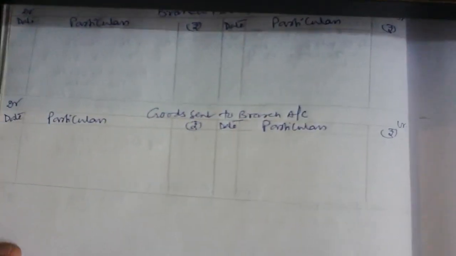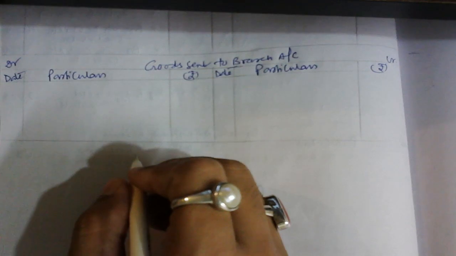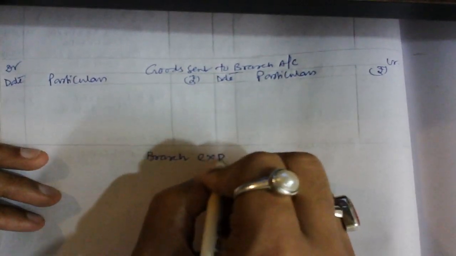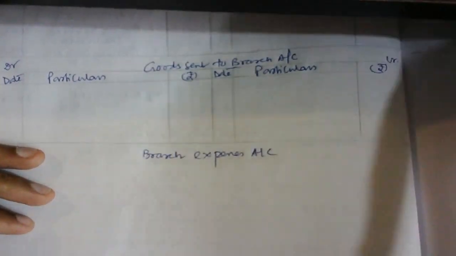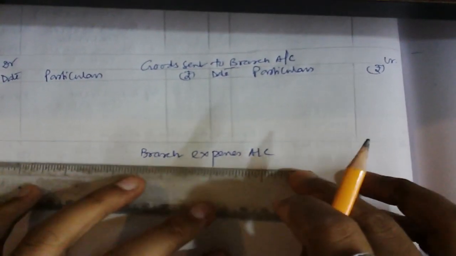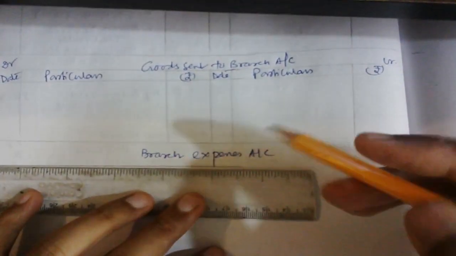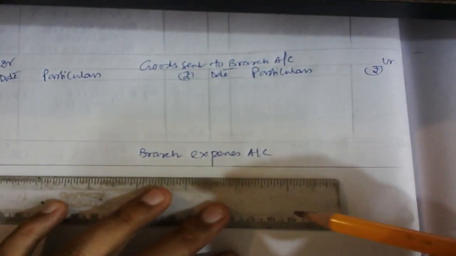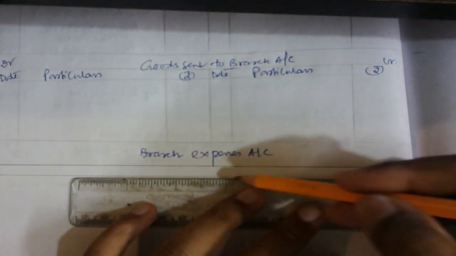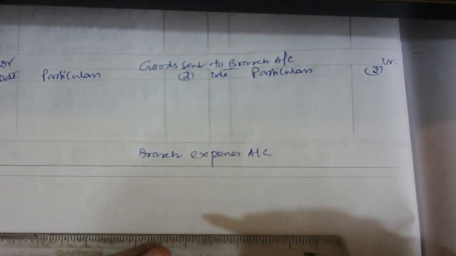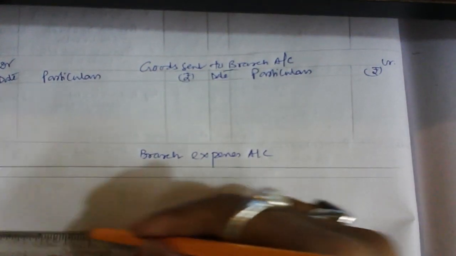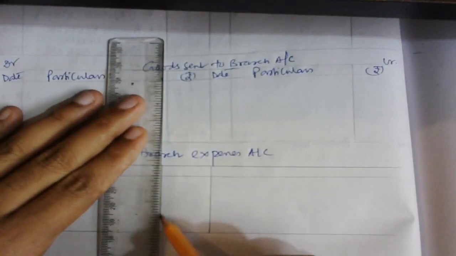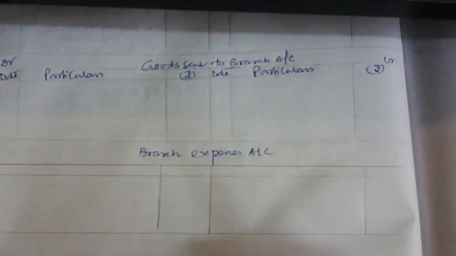So here we can have the branch expenses account. Sir, what will be the journal in case of expenses paid by the HO? So when HO pays the branch expense, definitely branch expense account debit to cash account. When the expense is paid for the branch by HO, then obviously branch expense account should be debited and cash account should be credited as it is paid by HO. So can I write here like this?